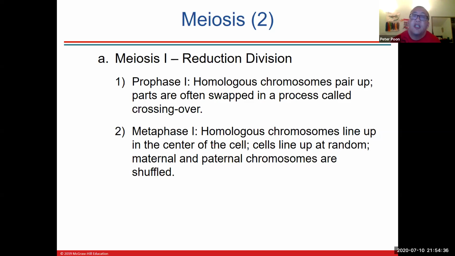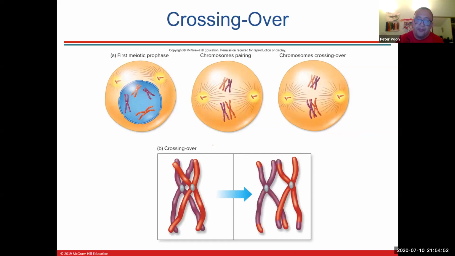Meiosis 1 is called the reduction division because you're reducing the total number of chromosomes. In prophase 1, there's this really important thing called crossing over. The 2 matching chromosomes line up and they literally stack on top of one another and they swap pieces of DNA. Why is that important?